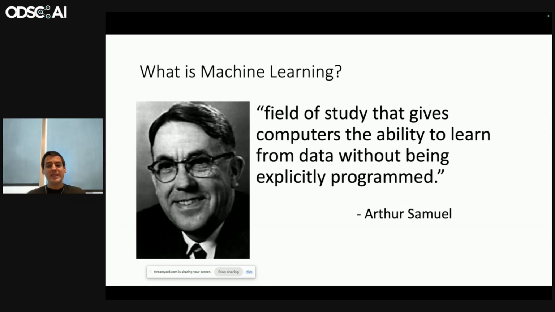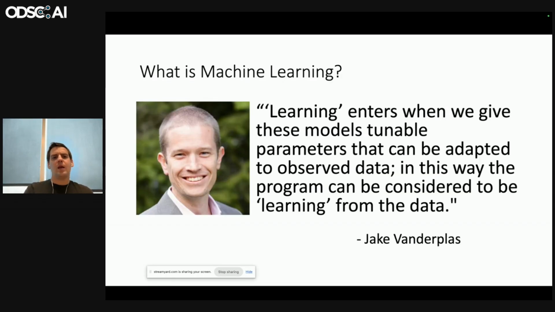As far as what machine learning is, one way that Arthur Samuel first coined it is the field of study that gives computers the ability to learn from data without being explicitly programmed. The part about not being explicitly programmed is that before machine learning, we tried to find ways to extract information from data without giving essentially a lot of hand-coded conditionals. As far as the actual learning part of machine learning, it's really when we give these models tunable parameters. We call these hyperparameters, and we'll talk about that throughout all the models we cover today, that can be adapted to observed data. So in theory, the program can be considered to be learning from the data.